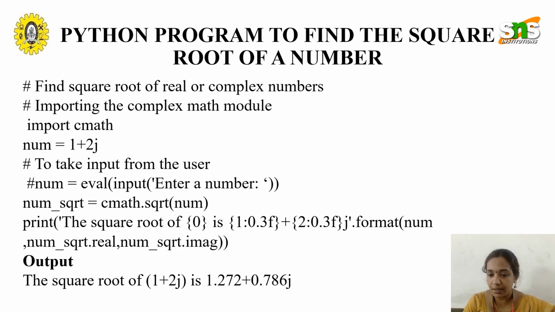And what's the formula? As usual, dot format. Open the bracket: num comma num_square_root dot real comma num_square_root dot imaginary.